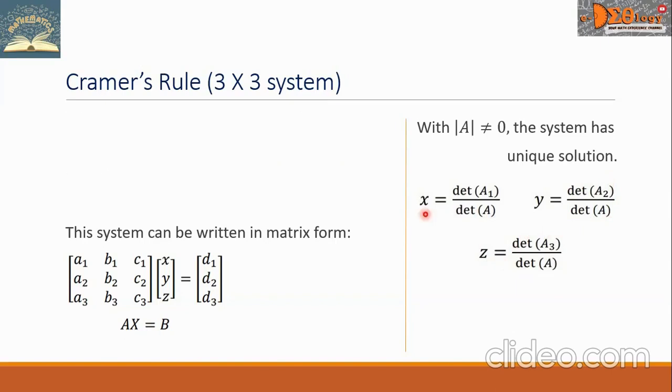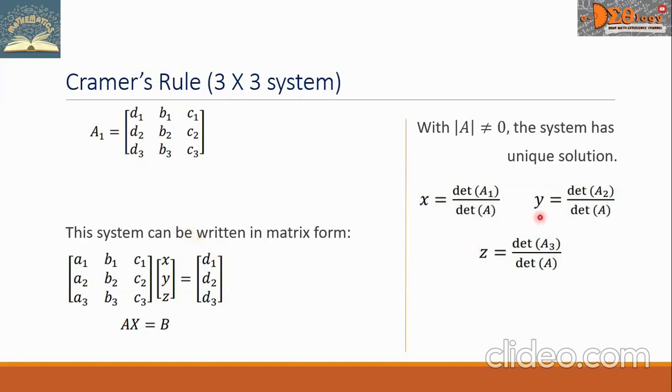Looking at the formula for the x, we need here matrix A sub 1. And this will be that matrix. This is similar to our matrix A, except that the elements of the first column is replaced by the constants respectively.